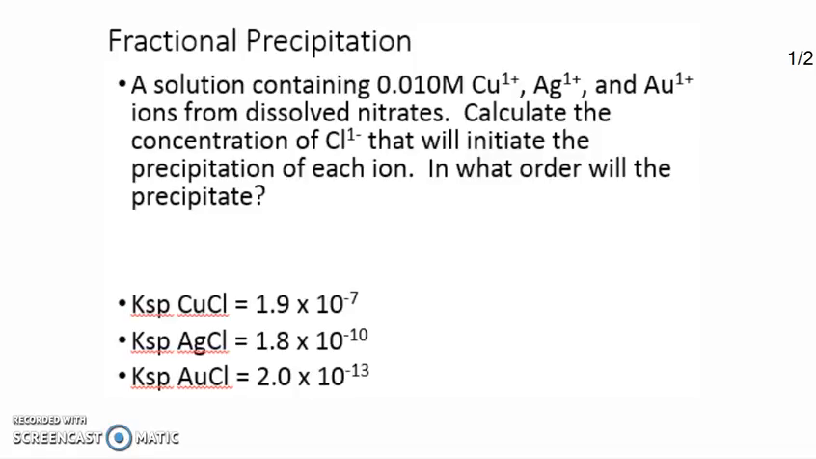So the first thing that we're going to want to calculate is the minimum concentration of chloride ions that I'm going to have to add in to start the precipitation. Well, I've looked up the Ksp values for each of the chloride compounds that we're going to be generating today. So we're going to start off with 3 Ksp calculations. I'll speed through those right now.